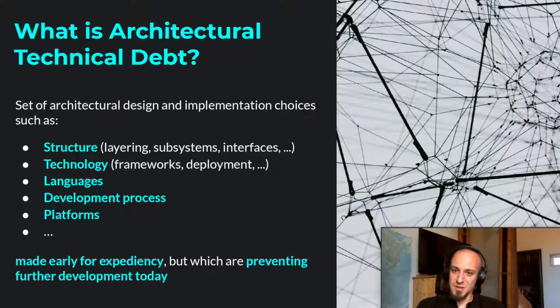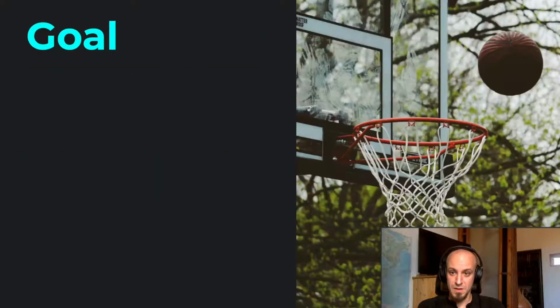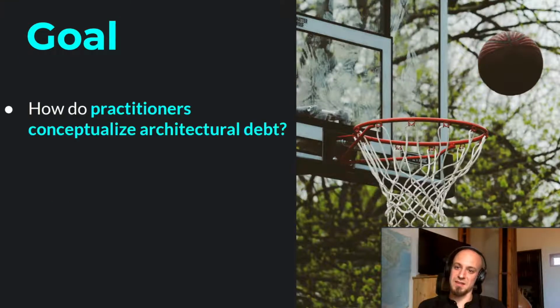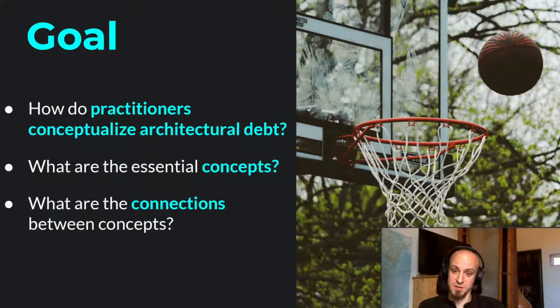First of all, just to introduce the concept, what is architectural technical debt? We can say that it's the set of architectural design and implementation choices, such as choices regarding the structure of our software systems, the technology used, the languages in place, and so on and so forth. And these choices are made early for expediency, but are preventing further development today. To put it in simpler words, it's the stuff that is very hard to change now while hurting us a lot. The goal of our study was to understand how practitioners conceptualize architectural technical debt. What are the essential concepts and what is the relation between these concepts?